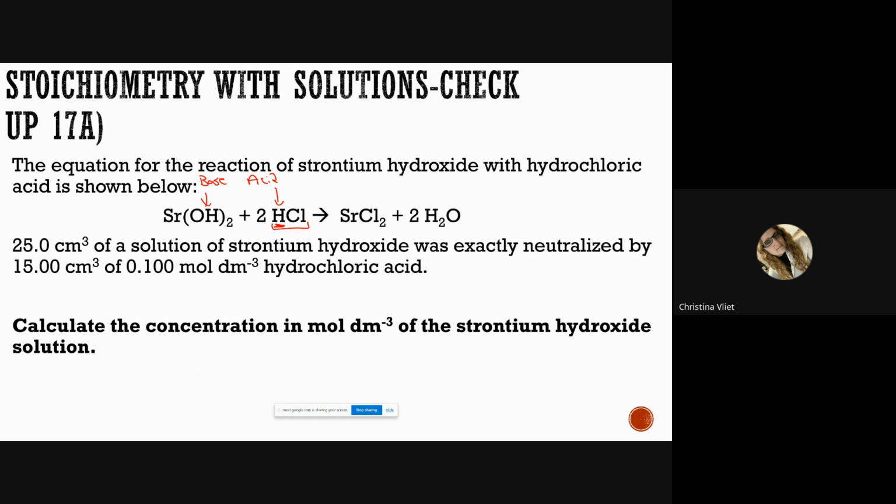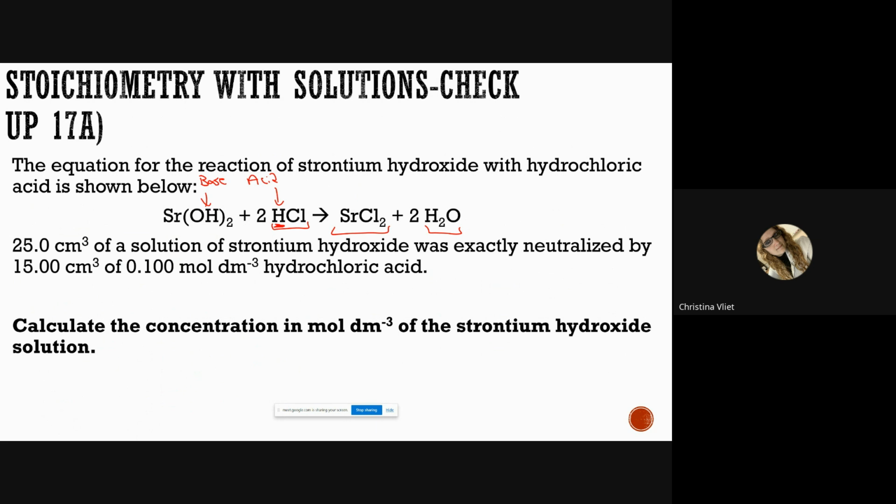What we mean by acid neutralizing base or base neutralizing acid is when an acid and a base react together, you always make water and you make some sort of ionic compound. That's called a neutralization reaction. So today the reaction you're going to be doing is a neutralization reaction in the lab.